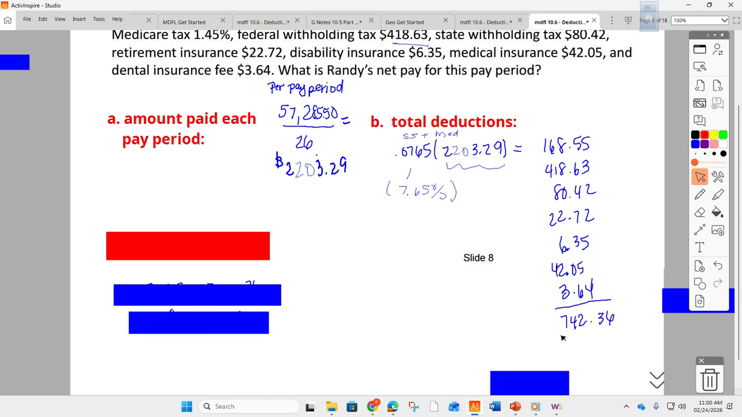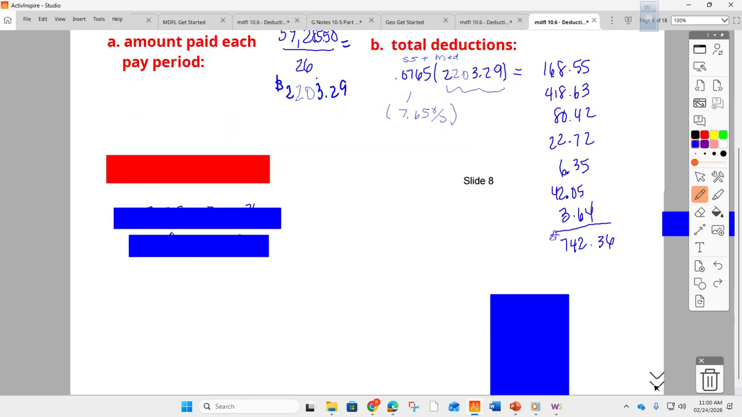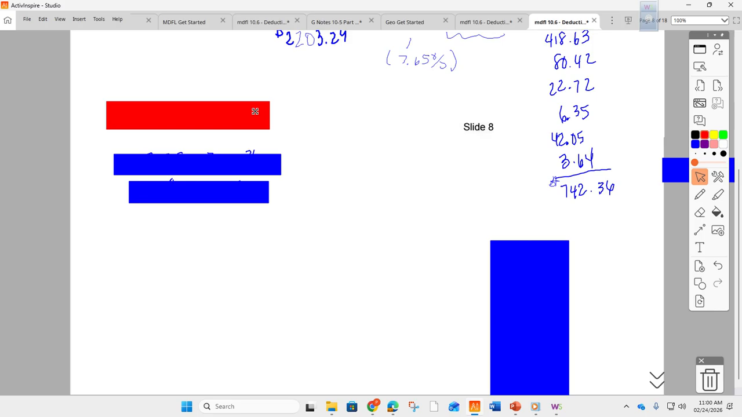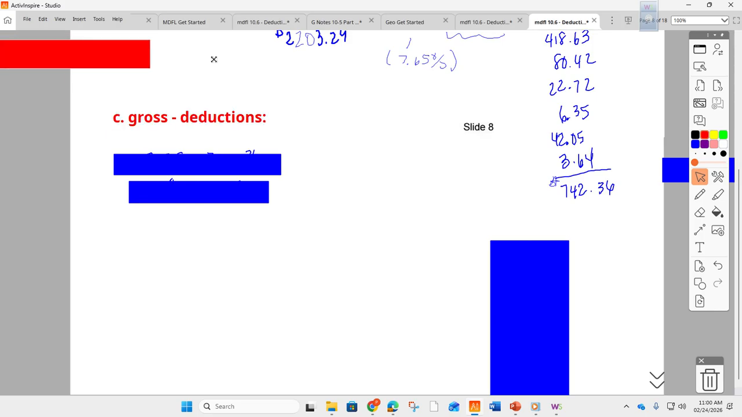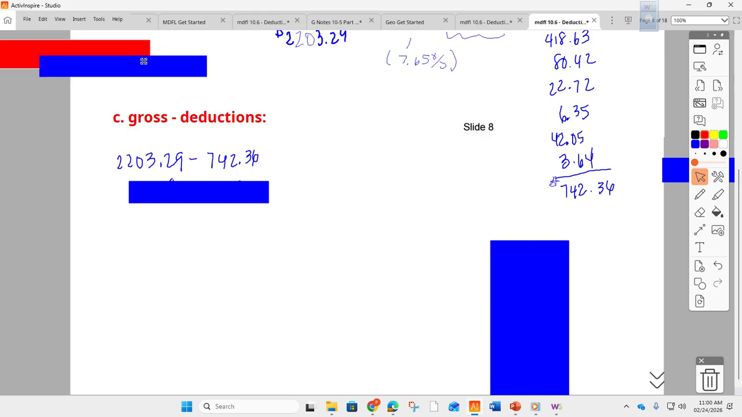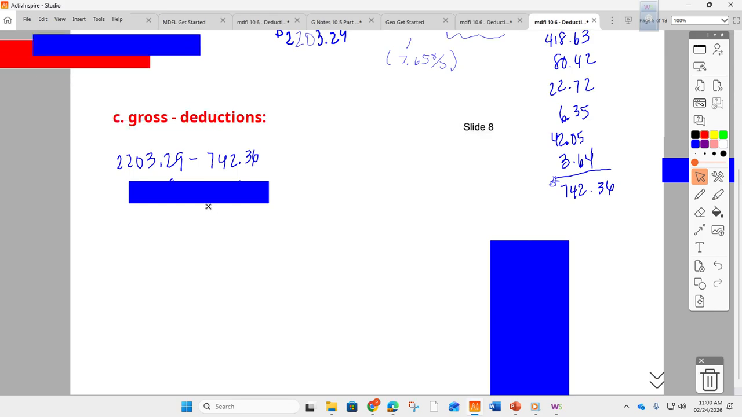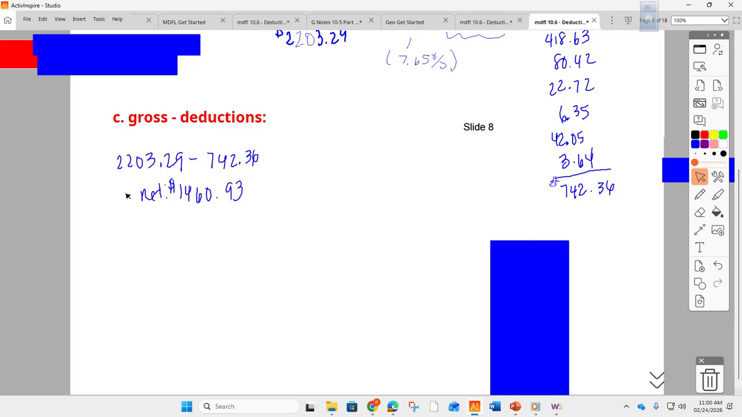So his total deductions, $742.36. And we're going to find his net pay by taking his gross and subtracting the deductions for the pay period. So his net pay, looks like retired to me. Net pay is $1,460.93. That can also be called his take-home pay.